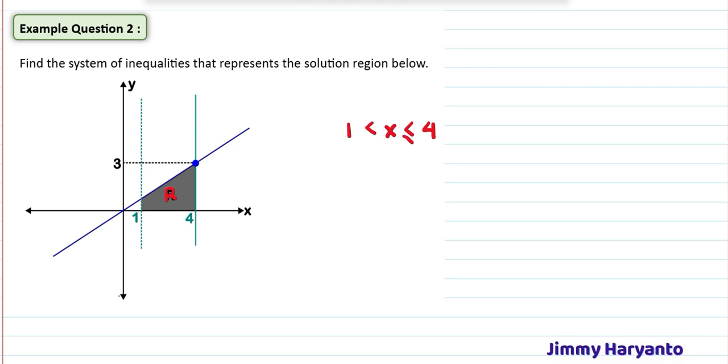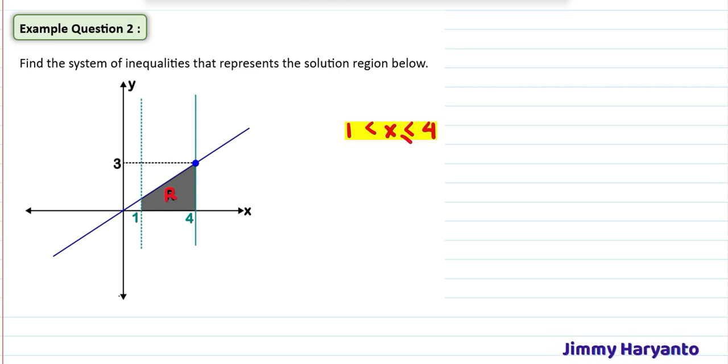For x equals 4, you have to put equal to because it's a straight line. So this is the vertical line. This is the easiest method to determine the less than or greater than, so you don't have to use the testing points before.